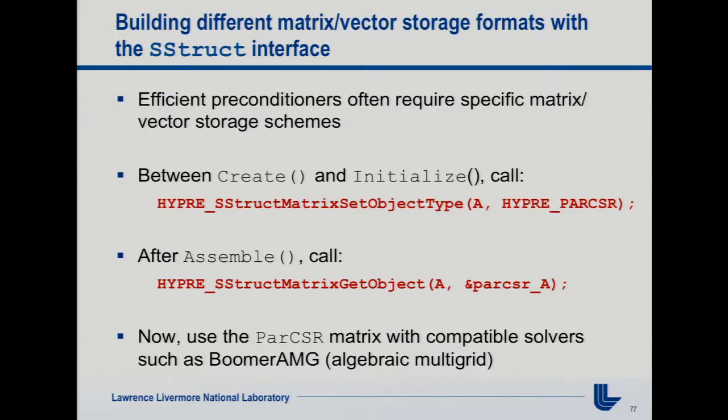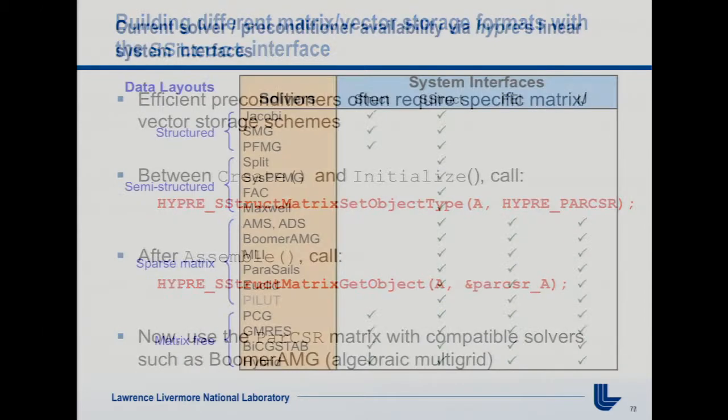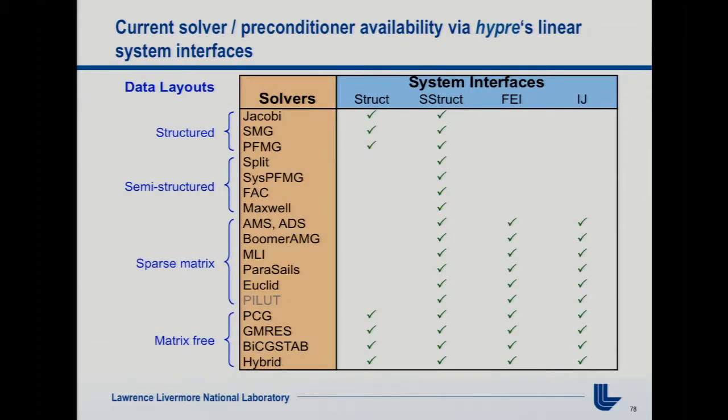Okay, I mentioned you can call AMG even though you're calling this semi-structured interface. And you do this by, between the create and initialize call, you set object type and tell it to set up a compressed sparse row object or some other thing that some other solver might need. So we can build different kinds of underlying matrix structures with this. Okay, so that's 2 of the interfaces that are a little different in HYPRE.